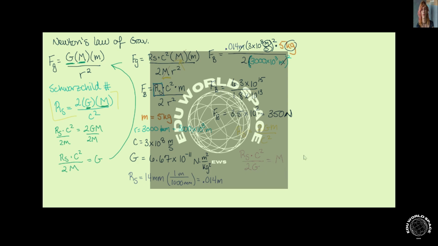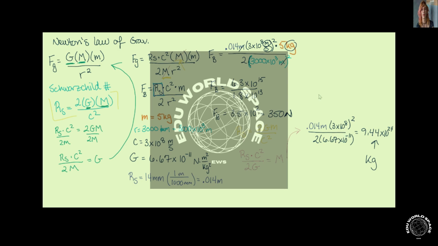So we have all of these players. If we were to do the math, it would look a little bit like this: 0.014 meters times our speed of light squared, so 3 times 10 to the 8th squared, all over 2 times our 6.67 times 10 to the negative 11th. If you resolve this, you're going to end up getting something around 9.44 times 10 to the 24th. That would be in kilograms.